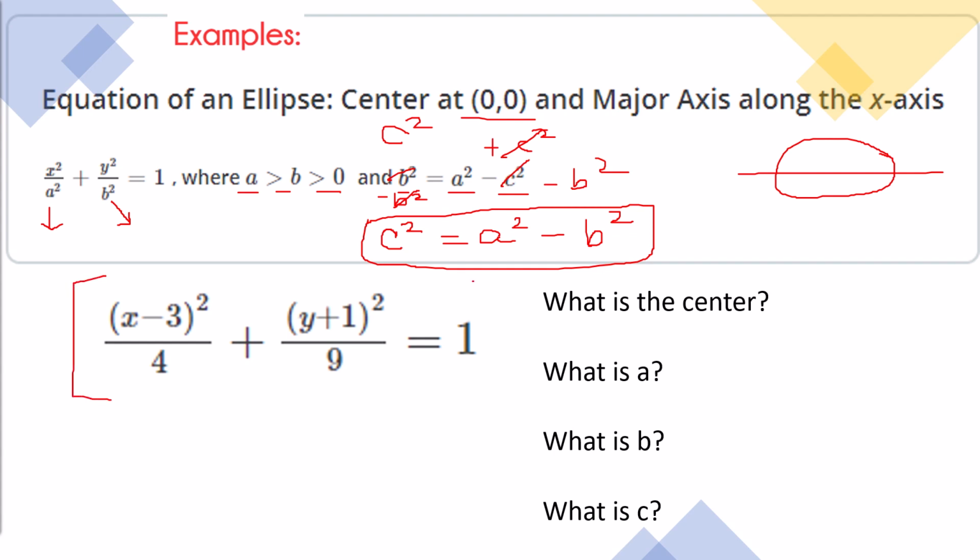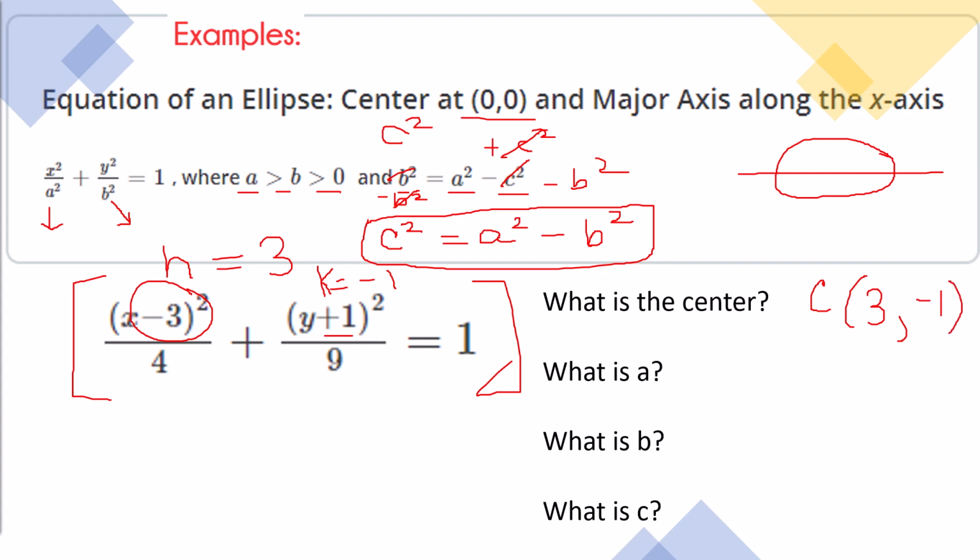All right, so let's look at this equation in standard form. What is the center? The center is going to be at positive 3 because we're subtracting h, so that would make this a positive 3. And then k is going to be negative 1. When you subtract negative 1, that makes that plus 1. So the center is 3, negative 1.